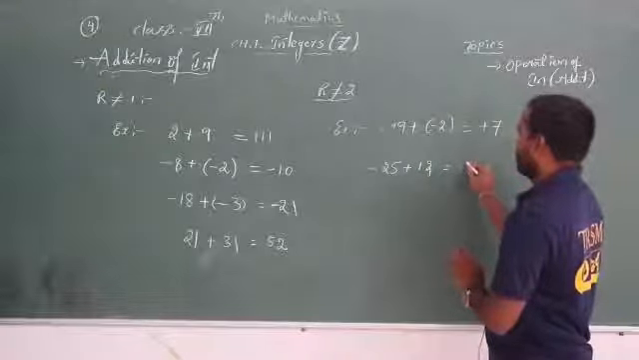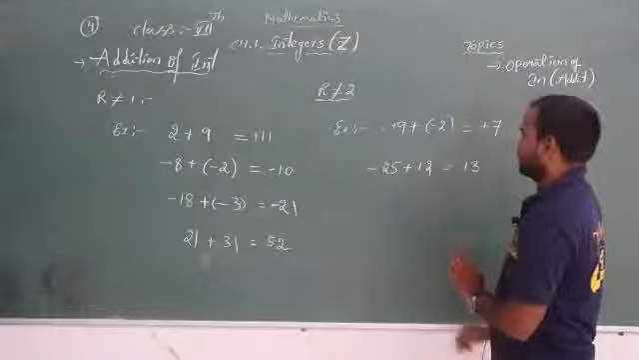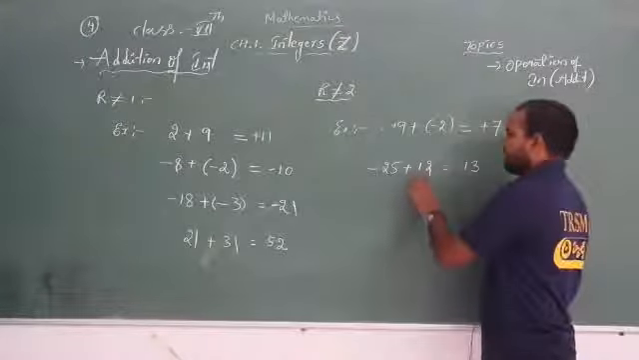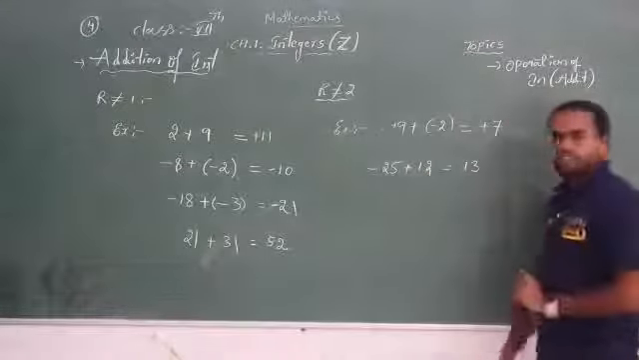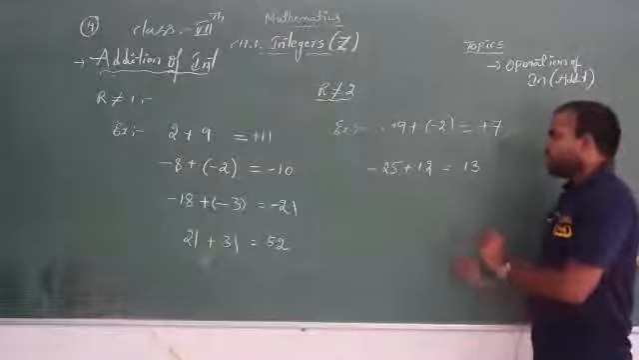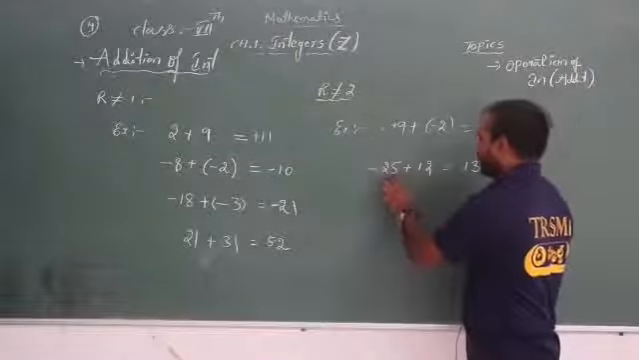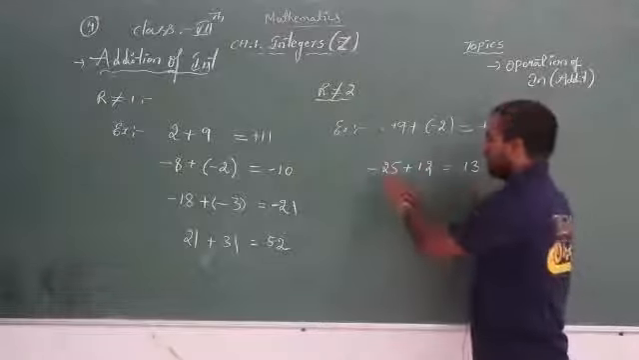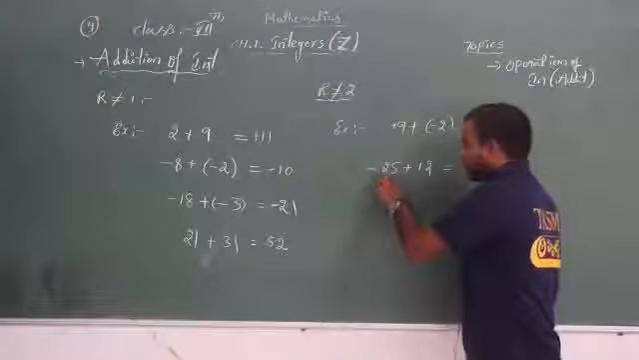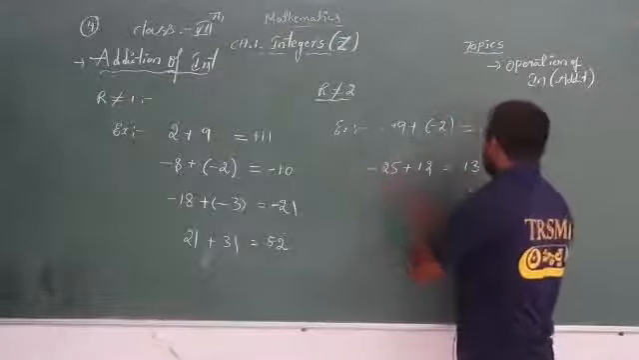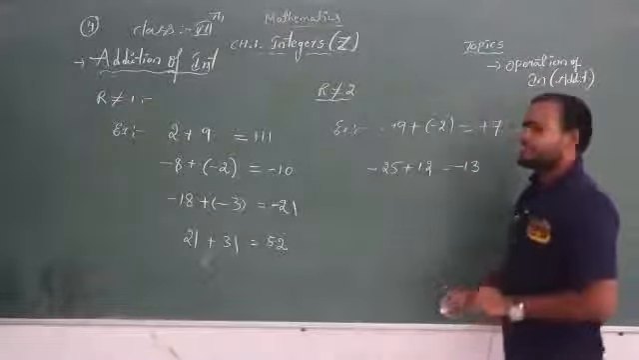25 minus 12 is nothing but 13, right? Now what do we have to do? We have to see which number is greater. Is 25 greater or is 12 greater? Definitely 25 is greater. 25 has which sign in front? Minus is there. So our answer is minus 13.